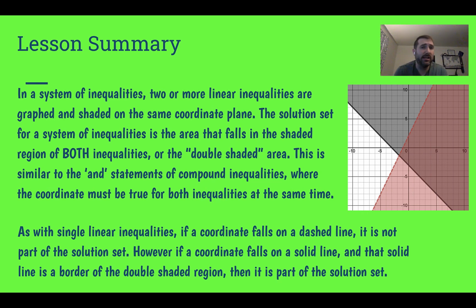Similar to what we saw in previous lessons, if it falls on a dashed line, it cannot be a solution, but if it's on a solid line, and that solid line was the border of a double shaded area, then it can also be part of the solution set. So there's two places you need to look for your answers: in the double shaded area and if the border edge is solid.